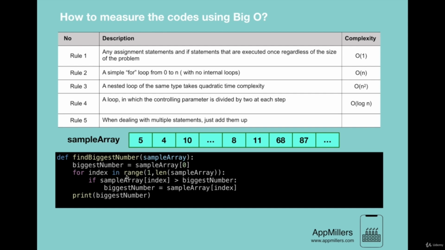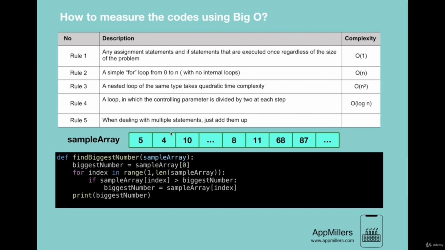Then we create a loop which starts from the second element till the last element of array. And inside the loop, we check if the current element's value is bigger than the biggest number, and then we assign that element's value to the biggest number. And then we continue to the next element of array and do the same operations inside the loop. This loop continues until it reaches the last element. Once the loop terminates, we print out the biggest number. So this is a simple method which finds the biggest number in the array. And the question is how we can measure this method using big O. So we need to analyze each part of this code separately based on the rules that we provided here.